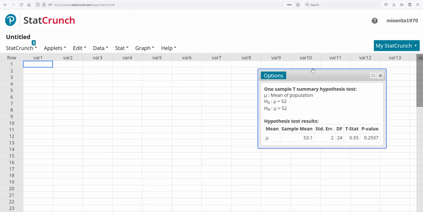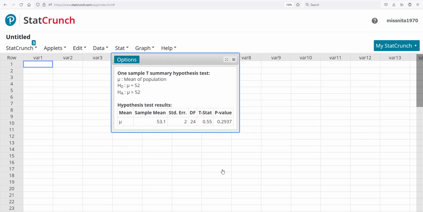So we're going to hit compute, and we get our information. As you can see, our t-statistic calculated out to be 0.55. That's the same number we got when we did it by hand. And we got a p-value of 0.2937. So if you watched my previous video, remember the saying, if p is high, the null must fly. If p is low, the null must go.